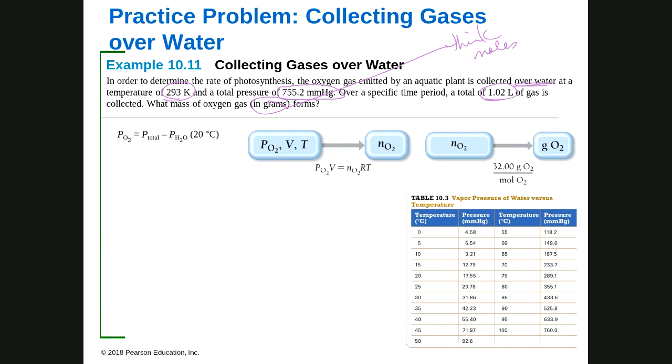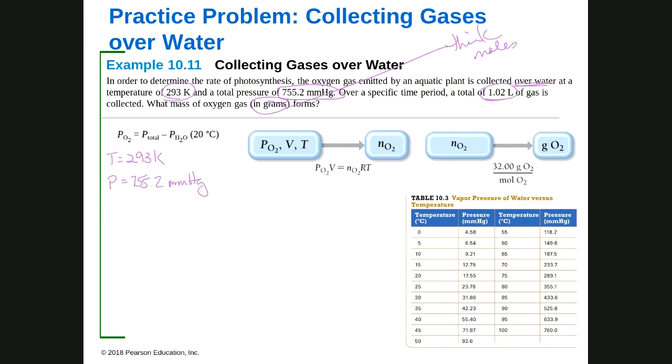All right, so I'm going to take my inventory. My temperature equals 293 Kelvin. My pressure, now here's where this comes into effect. Since it's over water, my total pressure is 755.2 millimeters of mercury.